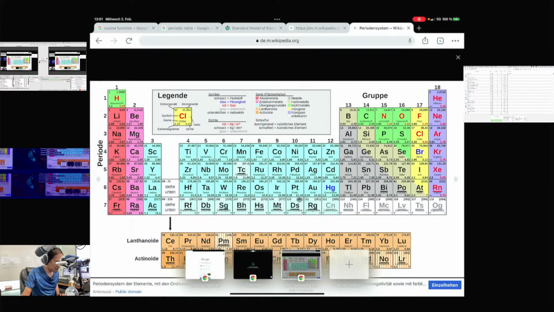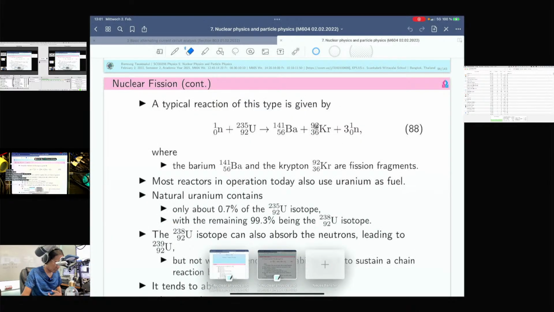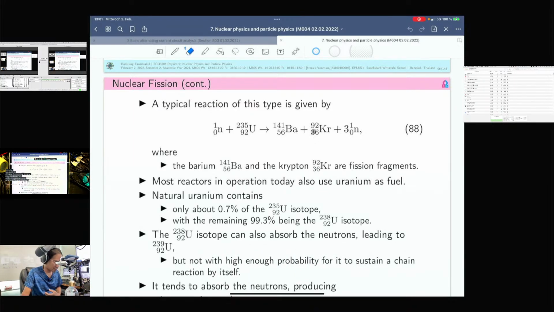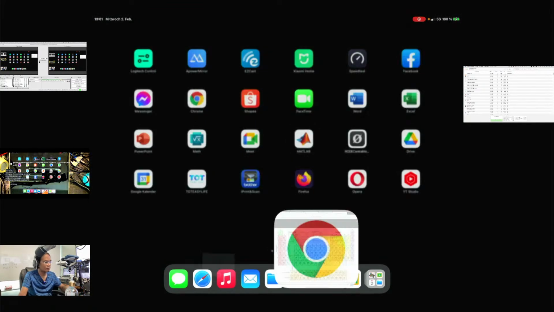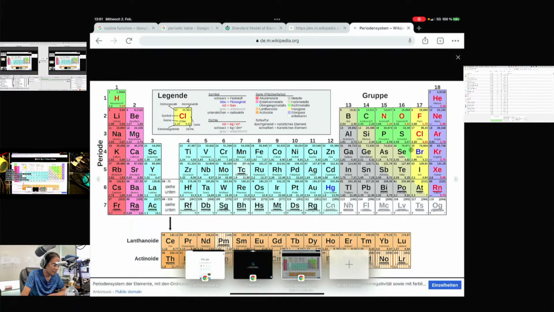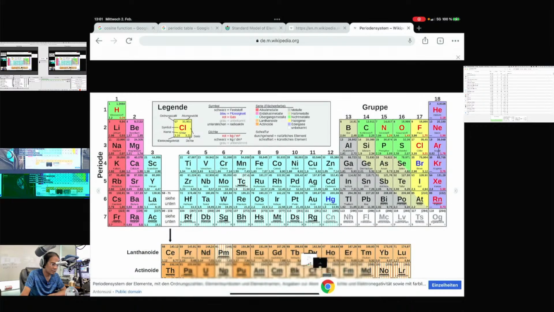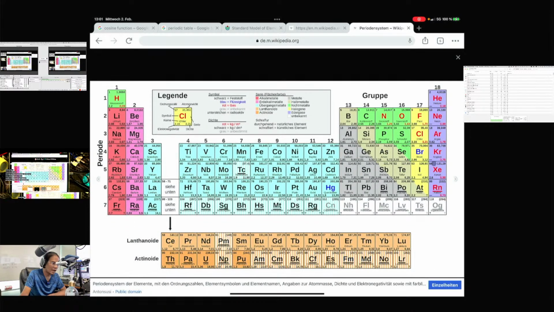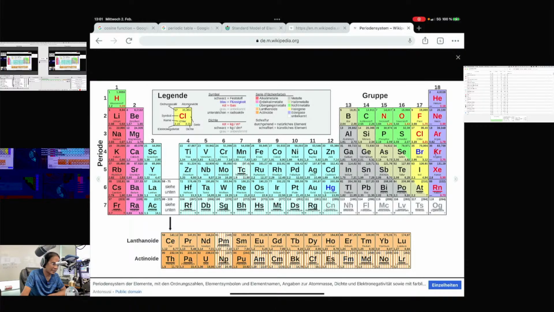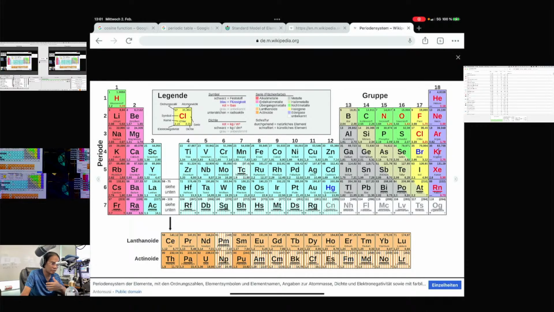And the krypton is 100. Oh no, krypton is lighter. Krypton has 92 nucleons and 36 protons. This is an isotope of krypton. And where is krypton? 36 is right here. This is one of the inert gases, right? This is one of the inert gases, so they become stable, right?